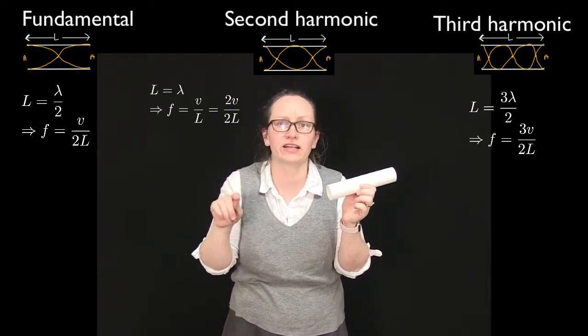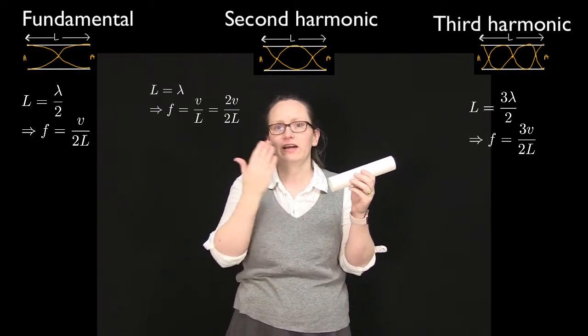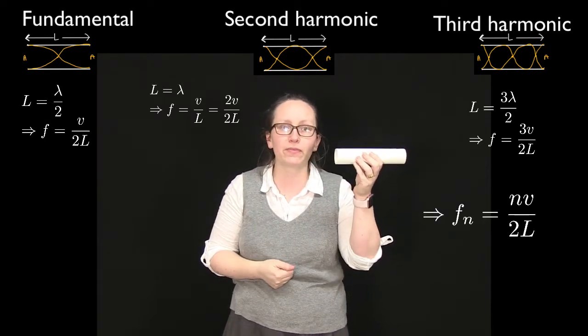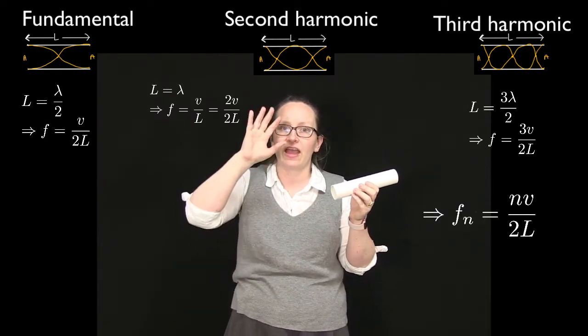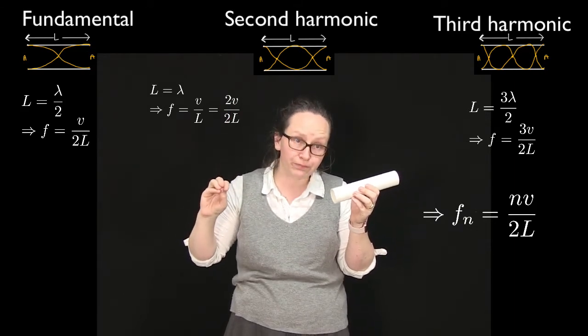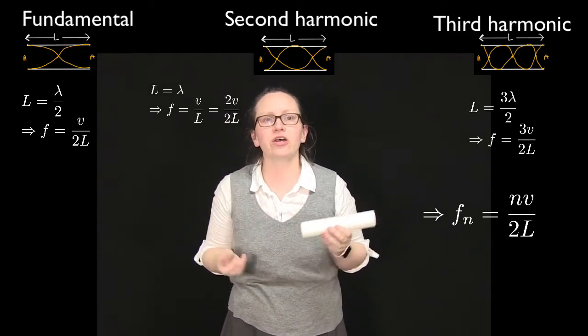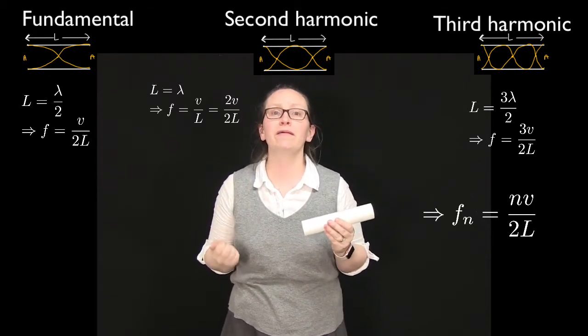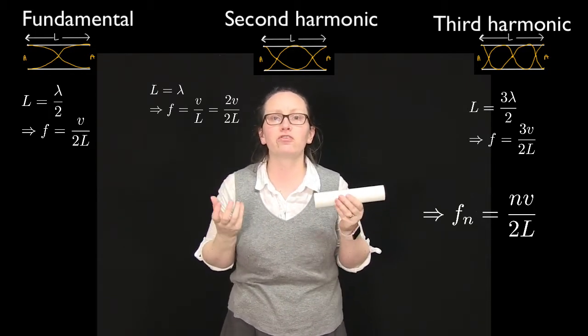So hopefully now you're starting to see the pattern. If we wanted to find the nth harmonic in a pipe open at both ends, we'd have Fn is equal to n times V over 2L. Okay, so now that you've been introduced to that, let's use it to try and solve some problems.